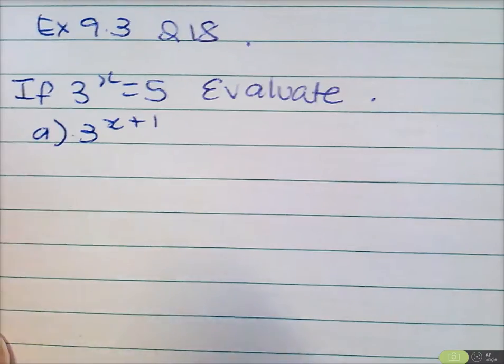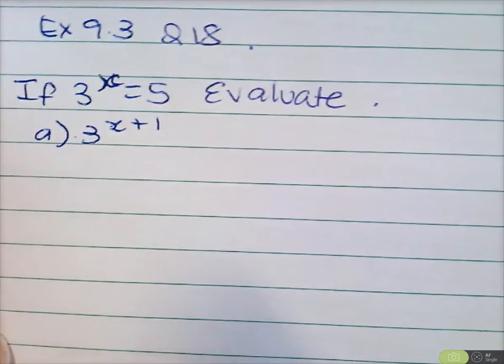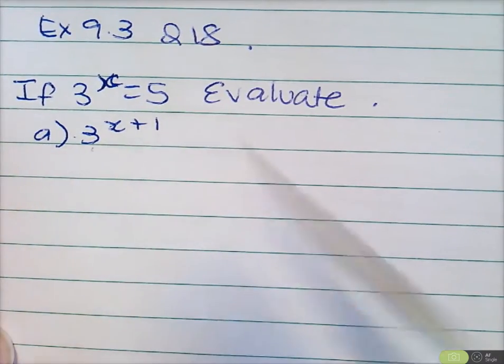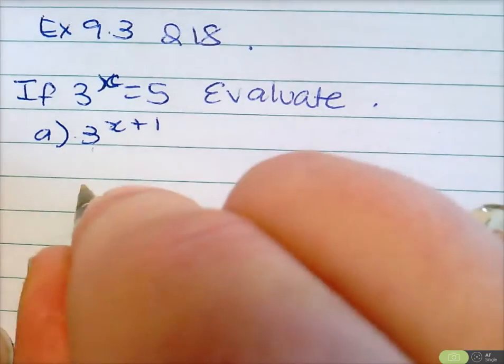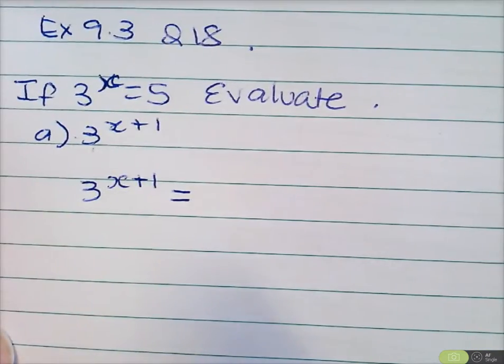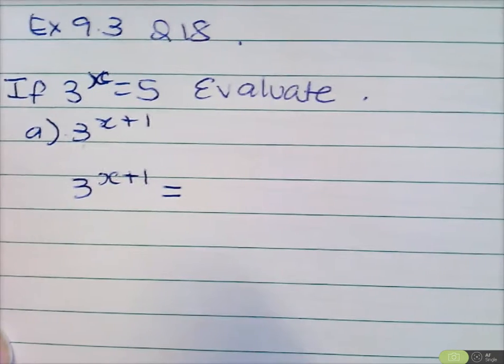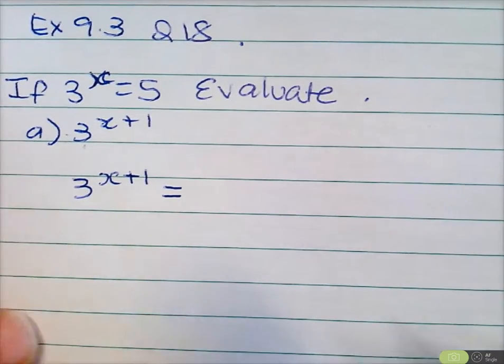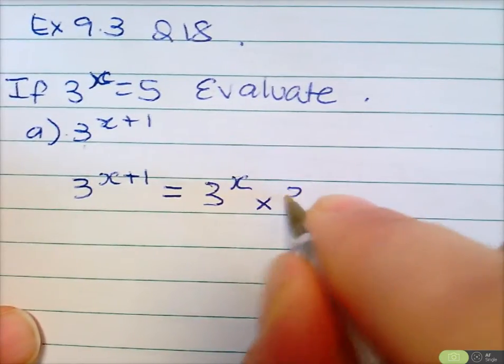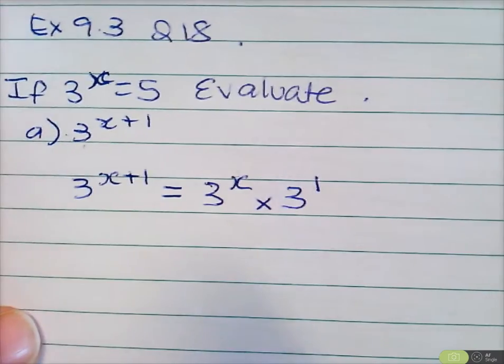Some other problems. Exercise 9.3, question 18. Does anyone remember what to do with this? If 3 to the power of x equals 5, evaluate 3 to the power of x plus 1. Do you remember what to do with that? 3 to the power of x plus 1. Where do you think you got that x plus 1 from? Those indices have been added, so the bases must have been the same. That came from 3 to the power of x times 3 to the power of 1.